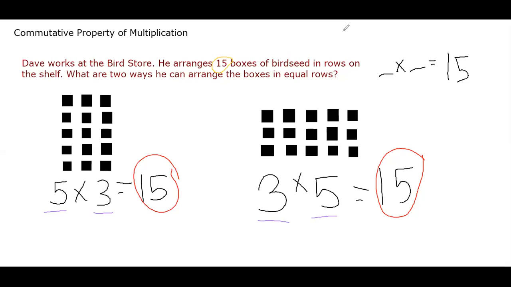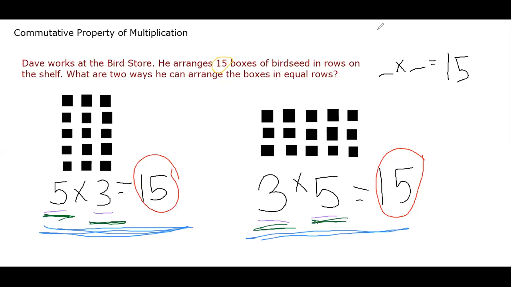The only thing that changed were my factors, and they didn't even really change. The order changed. I have a 5 and I have a 5. I have a 3 and I have a 3. Okay, so 5 times 3 equals 15. But 3 times 5 also equals 15 because the factors, the numbers that I'm multiplying, stay the same.